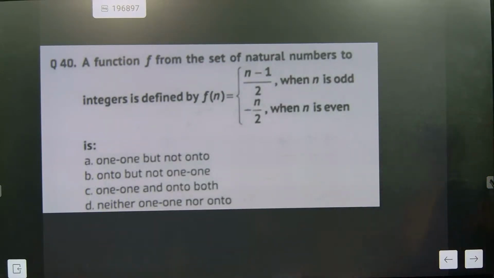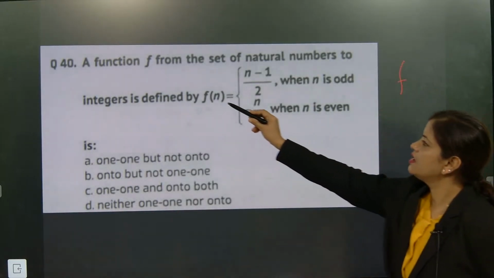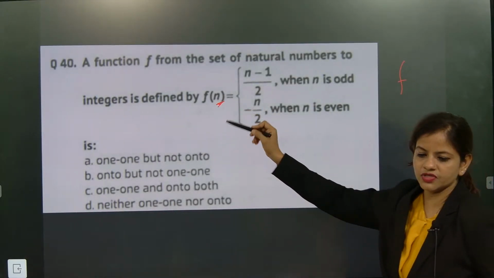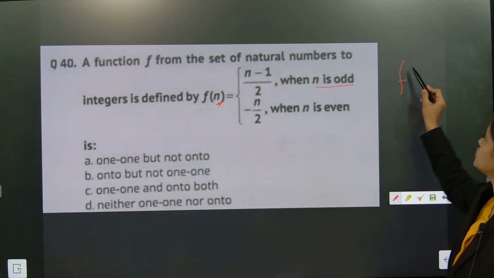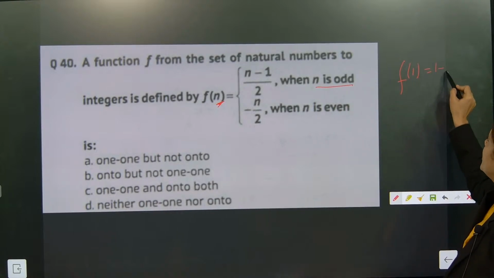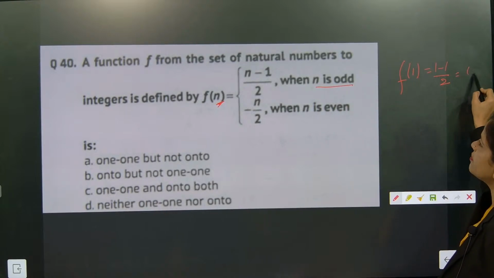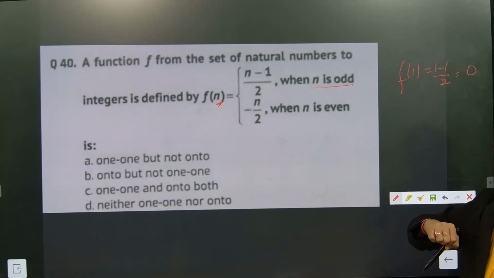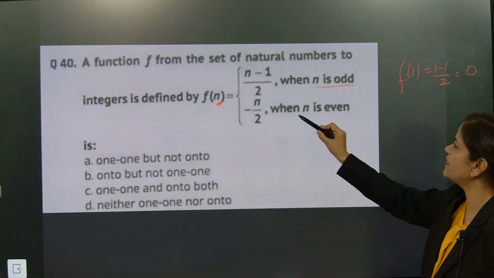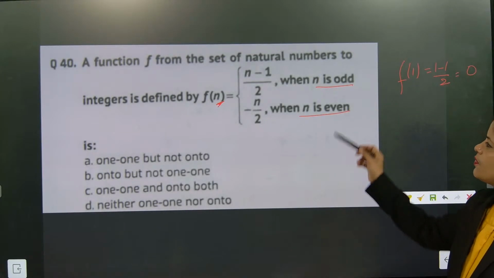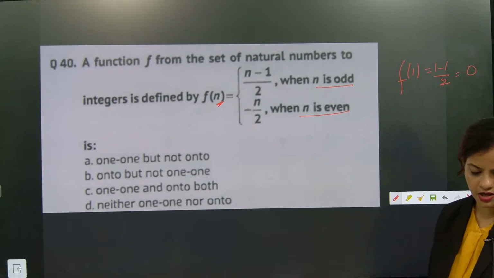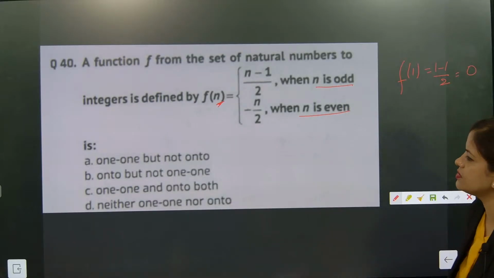See, this is a very simple technique now. When you are using n, you check here, n when you are using, check odd. So f of 1, 1 minus 1 by 2, it will come as 0. Understood or not? So when n is coming as odd, and when n is coming as even, all positive and negative numbers you have to check. Check this question very precisely, beta.